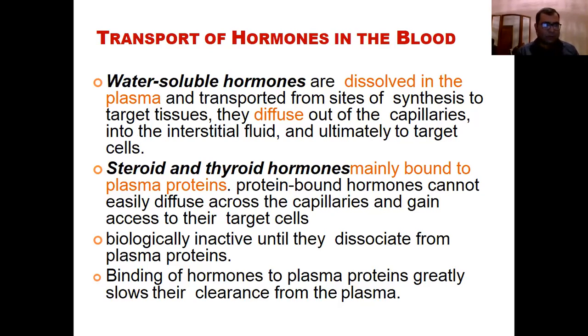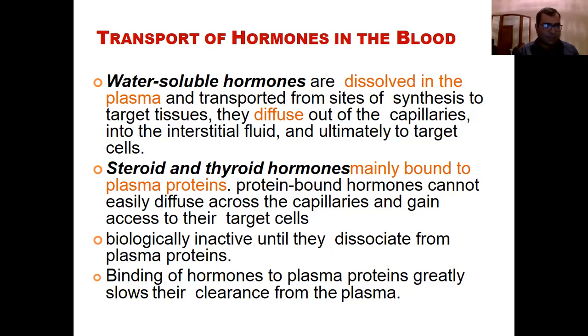Steroid and thyroid hormones, in contrast, circulate in the blood mainly bound to plasma proteins, and usually less than 10% of the steroid or thyroid hormones in the plasma exist free in solution. However, protein-bound hormones cannot easily diffuse across the capillaries and gain access to their target cells, and are therefore biologically inactive until they dissociate from the plasma proteins.